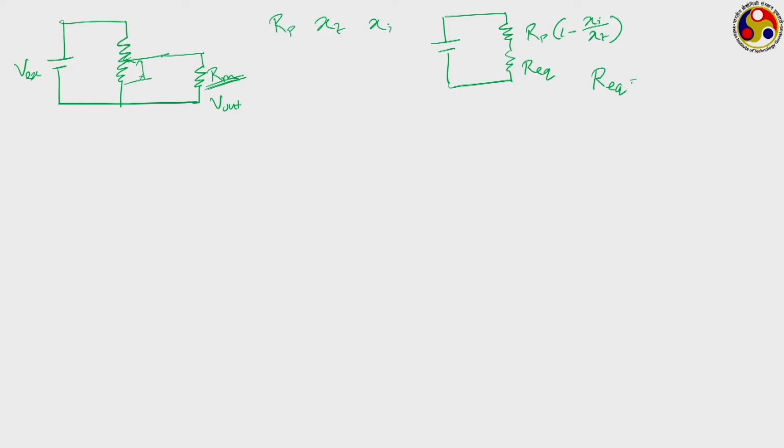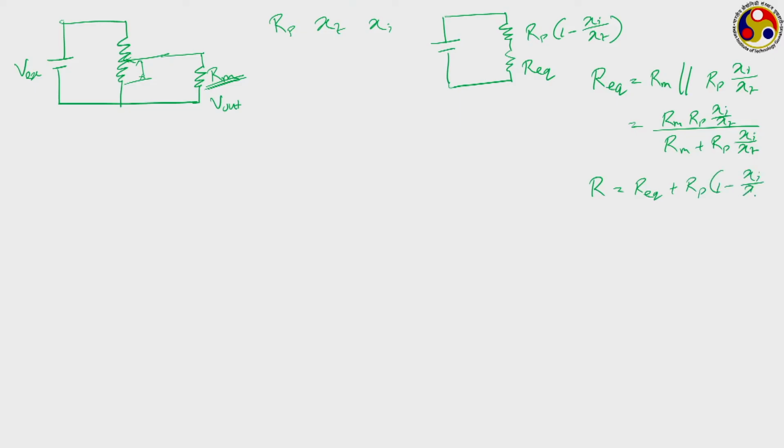Then what is the net resistance? Let us first try R equivalent. R equivalent refers to two resistances, one is Rm and other is Rp into xi upon xt, they are in parallel to each other. So, very standard we can calculate Rm into Rp into xi upon xt divided by Rm plus Rp into xi upon xt. This is the value of R equivalent, and so the total resistance R will be R equivalent plus Rp into 1 minus xi upon xt, that is the total resistance that is prevalent in this circuit.